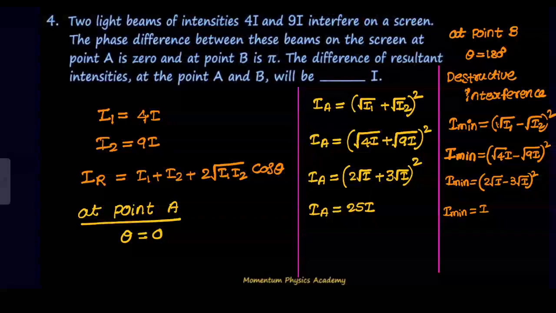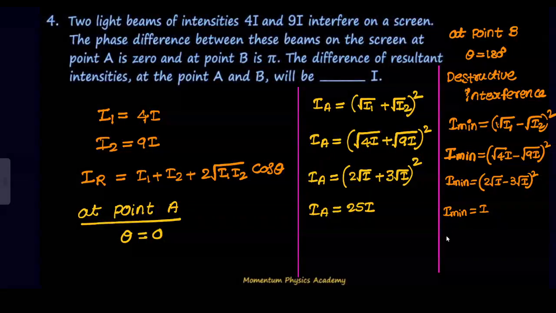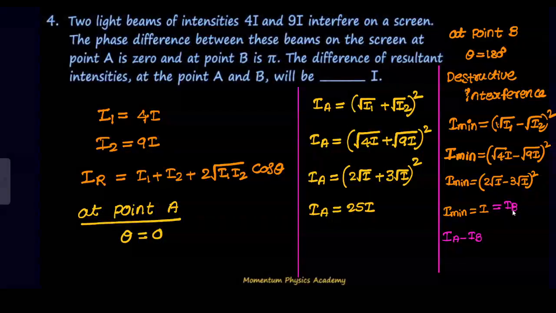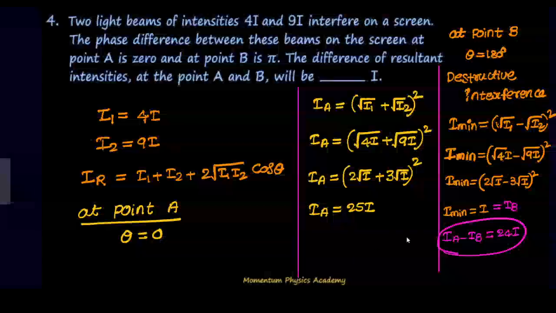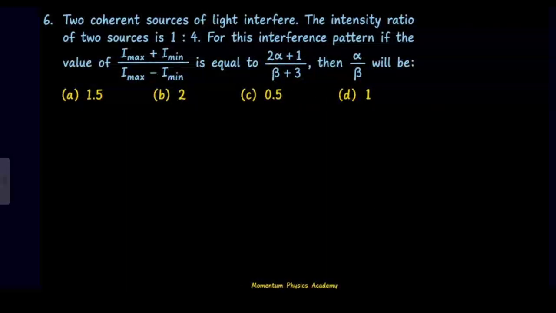Yeah, so what we need to get? Yes, so this means IA minus IB. The difference between these two now, this is nothing but IB only. So that is how much now? 24 into I. Next.